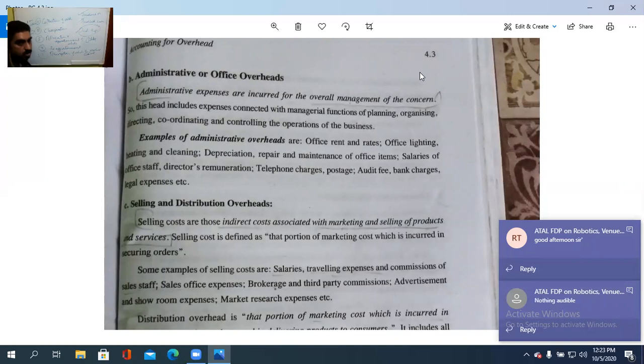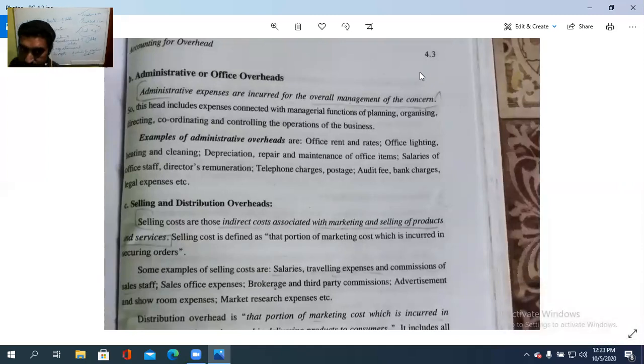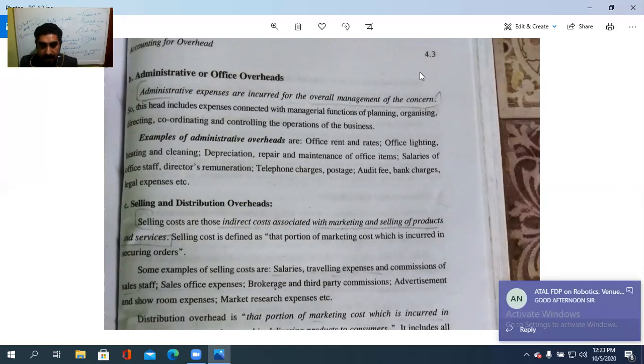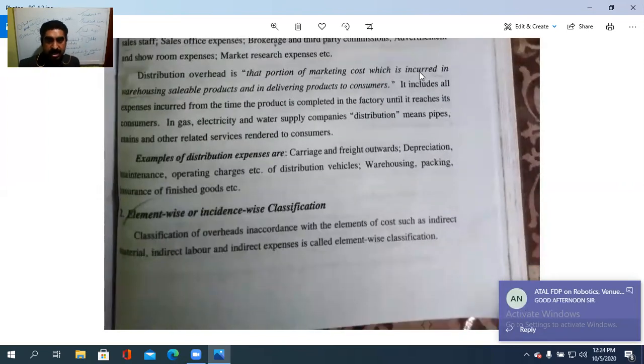Another is distribution cost. Whatever indirect expenses come in distributing until the product reaches the hand of the final consumer, those are selling and distribution expenses. Some examples of selling costs are the salaries, the traveling expenses, and the commission of the sales staff, sales office expense, brokerage and third-party commission, advertising and showroom expense, market research expense, etc. Distribution overhead is that portion of the marketing cost which is incurred in warehousing the saleable products and in delivering the products to the consumer.